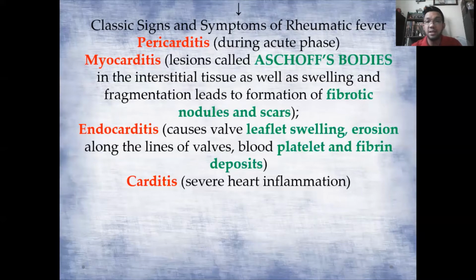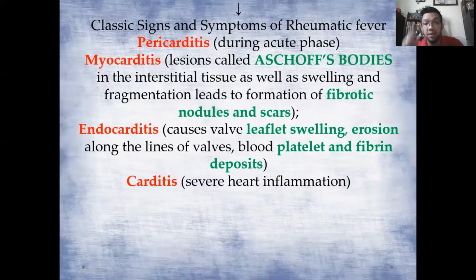The classic signs and symptoms of rheumatic fever include pericarditis during the acute phase, so the pericardium is inflamed. And myocarditis, the inflammation of the muscles of the heart. Lesions called Aschoff bodies in the interstitial tissue, as well as swelling and fragmentation, lead to the formation of fibrotic nodules and scars. So this can cause scarring in the area where there is inflammation.